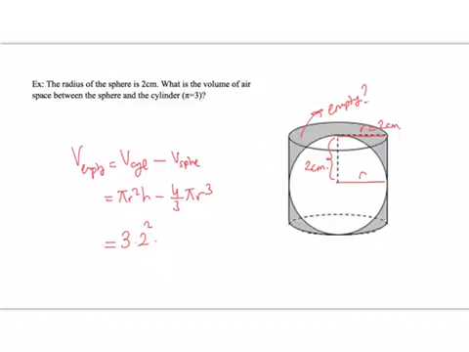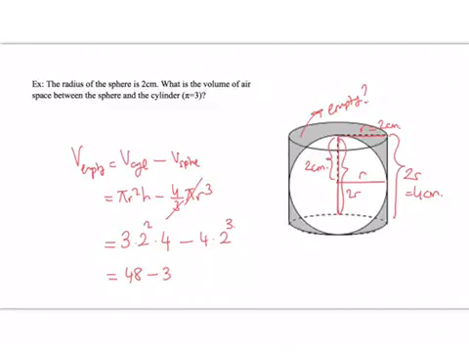2 squared times the height of the cylinder, which is equal to 2r, the diameter of the sphere, which is equal to 4 centimeters. So times 4, minus, the 3s cancel each other, 4 times 2 to the power 3. This is equal to 48 minus 32, which is equal to 16 cm³.